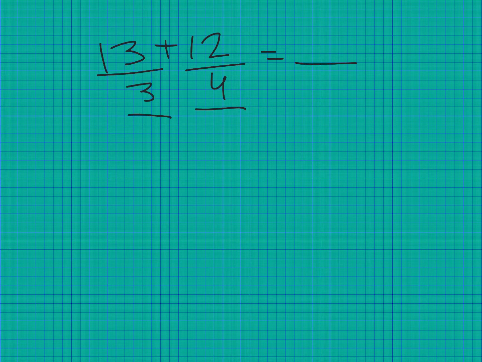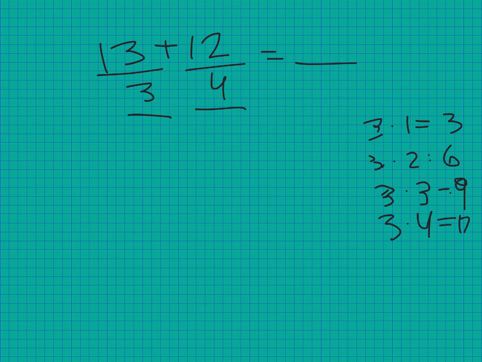So we're just going to check their multiples. 3 times 1 equals 3, so no, it doesn't match 4. 3 times 2 equals 6. Okay, that's not it, because you can't multiply 4 by something to get 6. 3 times 3 equals 9. 3 times 4, though, equals 12.